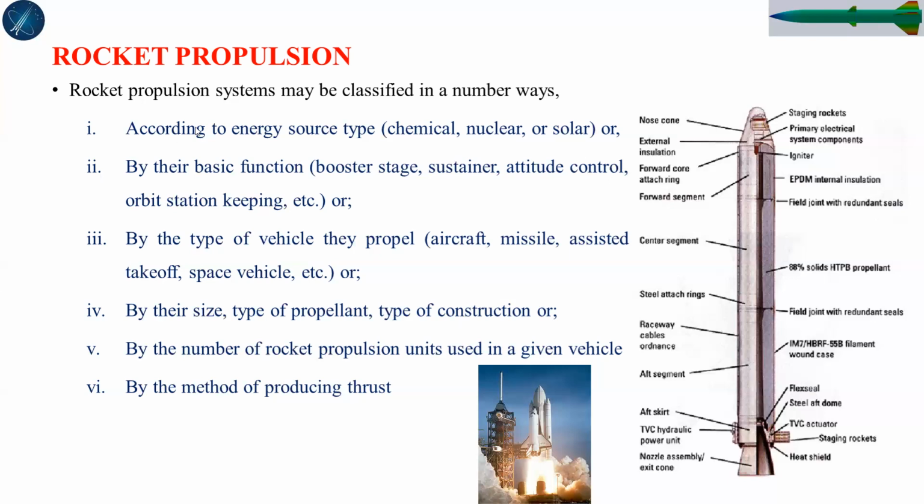So now let's see what the rocket propulsion systems are. Rocket propulsion systems may be classified in many ways. One way we classify rocket propulsion is according to the energy source. Based on energy source, we classify rocket propulsion as chemical propulsion, nuclear propulsion, or solar propulsion.